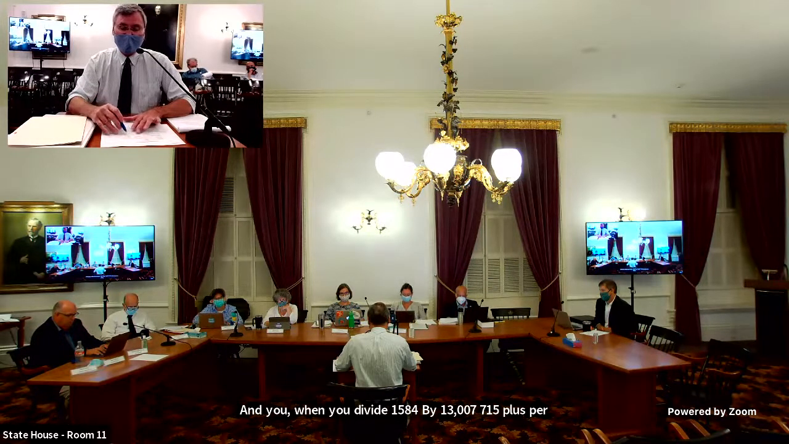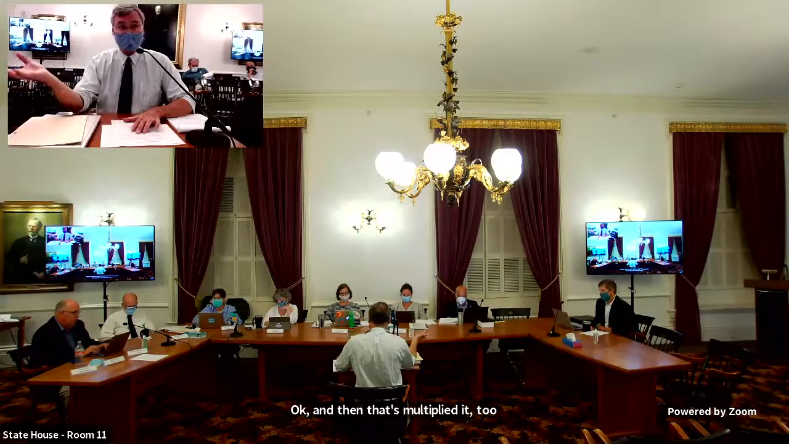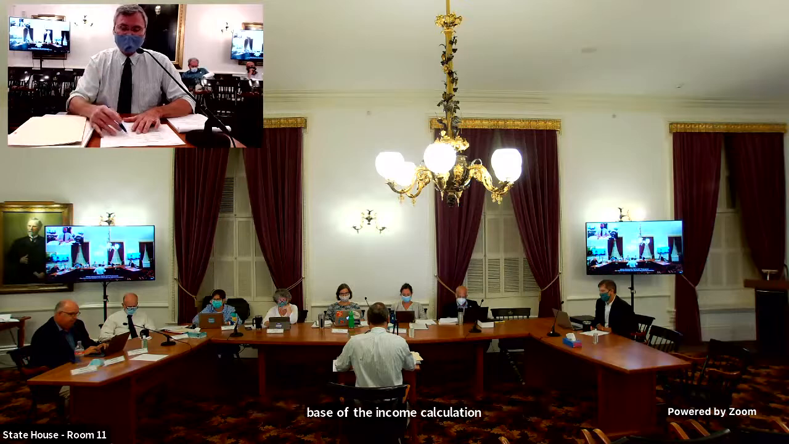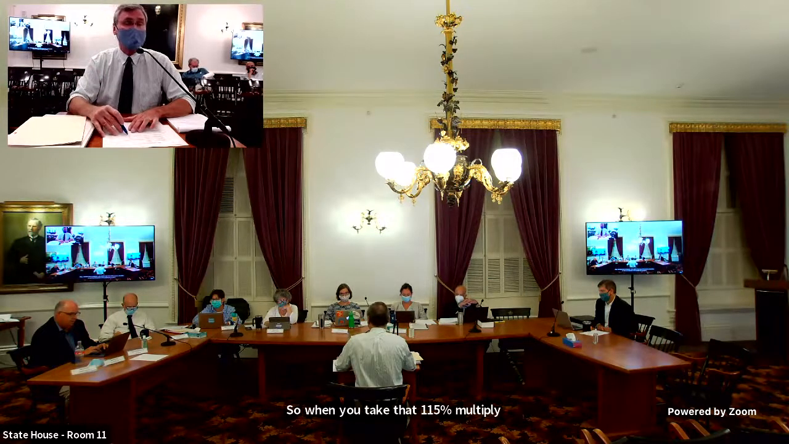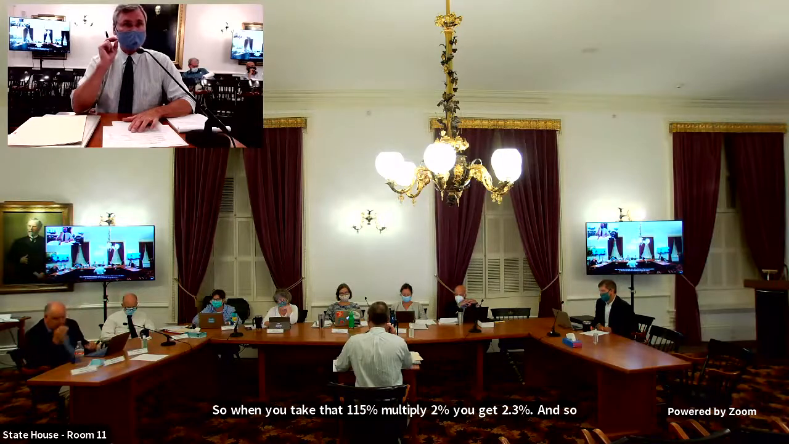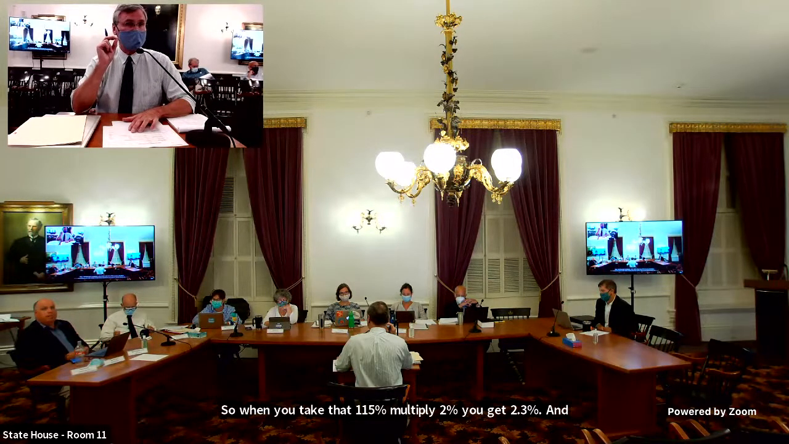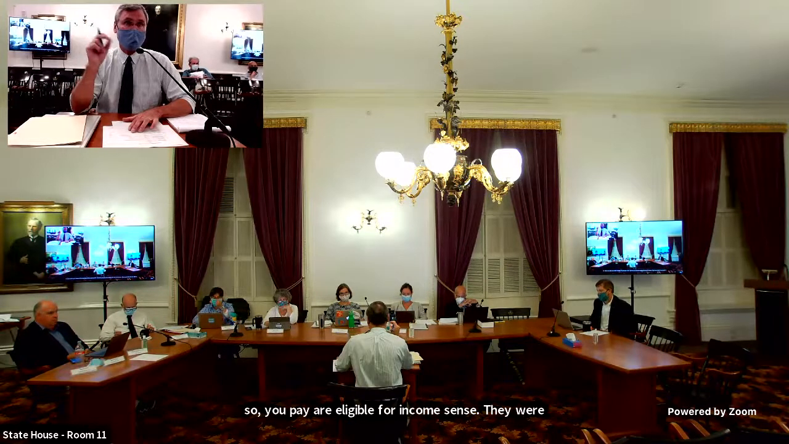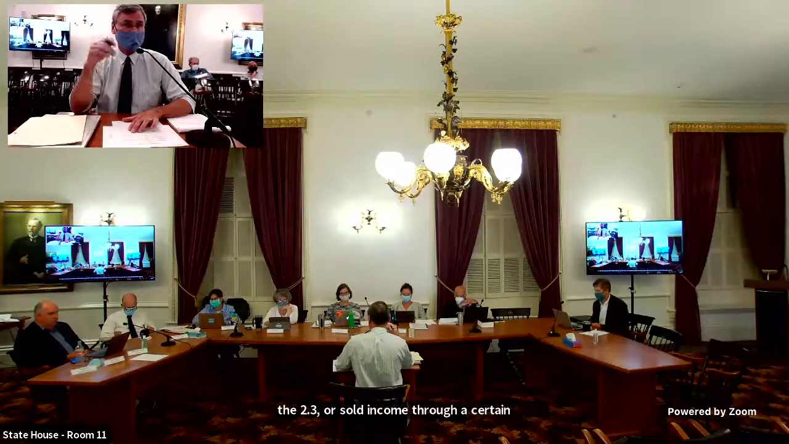And then that gets multiplied by 2%, which is the base of the income calculation. So when you take that 115% multiplied by 2%, you get 2.3%. And so if you're eligible for income sensitivity, you pay 2.3% of your household income up to a certain point. That's how it works.